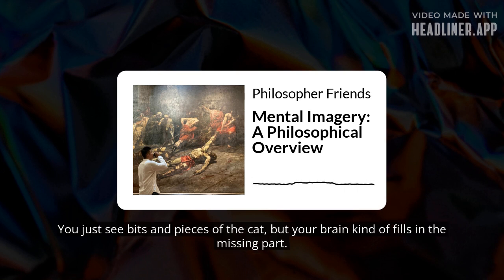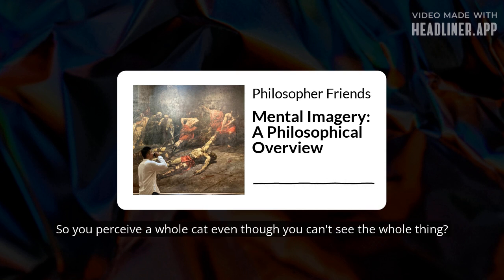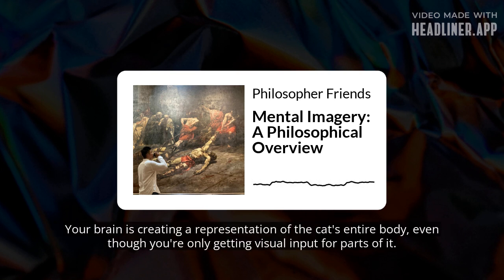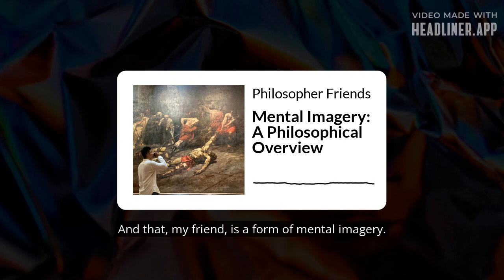Yeah, of course. You just see bits and pieces of the cat, but your brain fills in the missing parts, so you perceive a whole cat, even though you can't see the whole thing. Exactly. Your brain is creating a representation of the cat's entire body, even though you're only getting visual input for parts of it. And that, my friend, is a form of mental imagery.